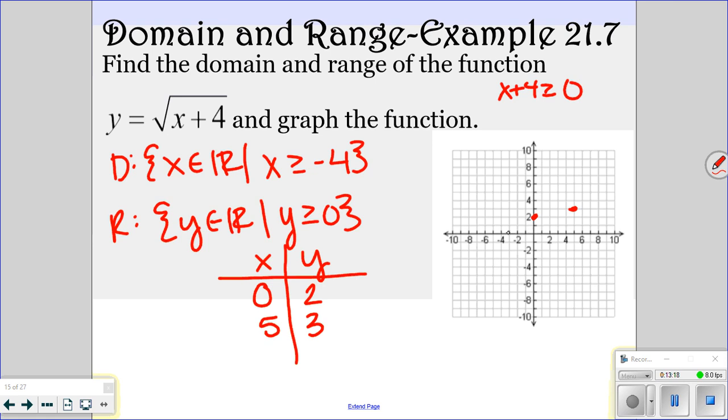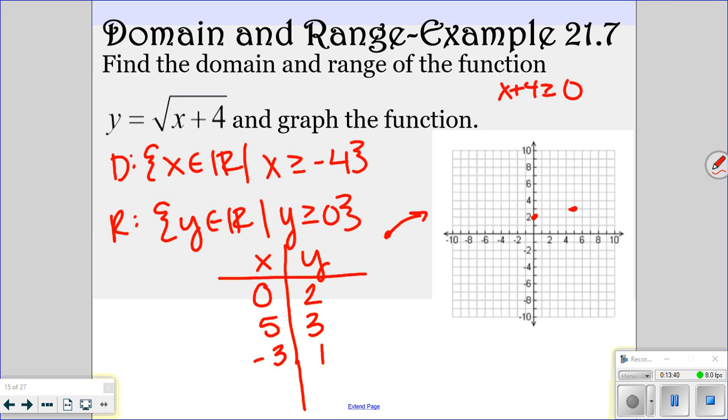But we need to go into the negative numbers to figure out more what it looks like. Because it's still going to be that shape. We just don't know where it's going to start. Or we haven't gotten there yet. So let's try -1. If I plugged in -1, that'd be square root of 3. Don't know that one. -2 would be 2. So -3 would be 1.